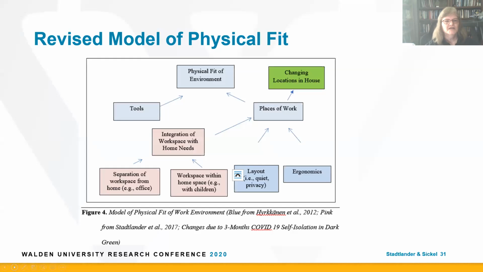And this is our revised model of the physical fit, where we've incorporated the places of work that they may change locations in the house. And this occurred primarily due to the 3-month self-isolation. Next slide.